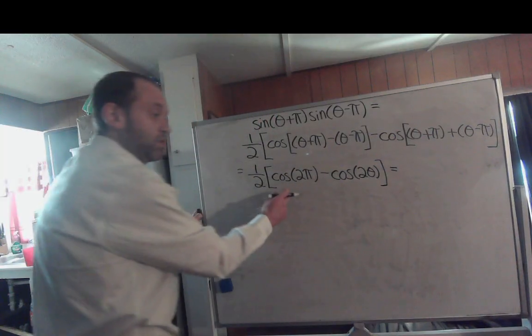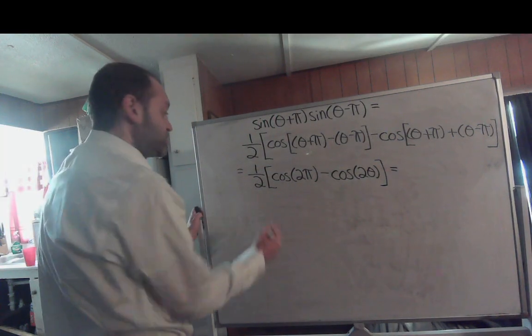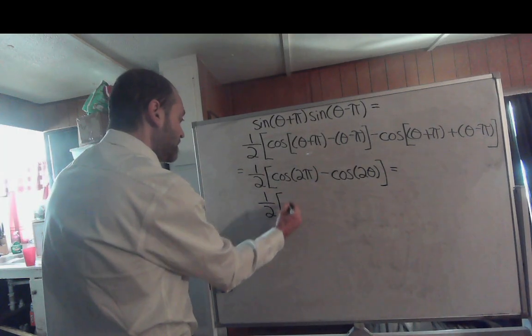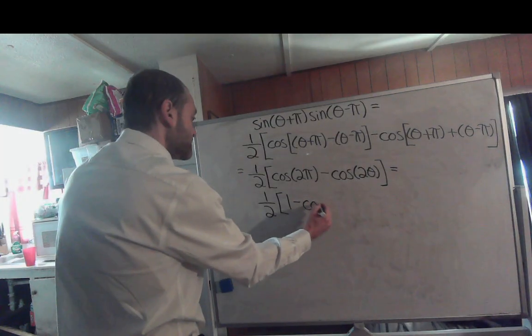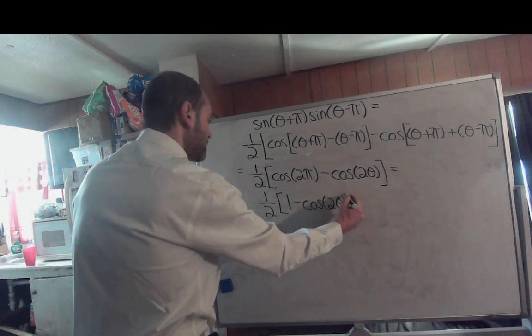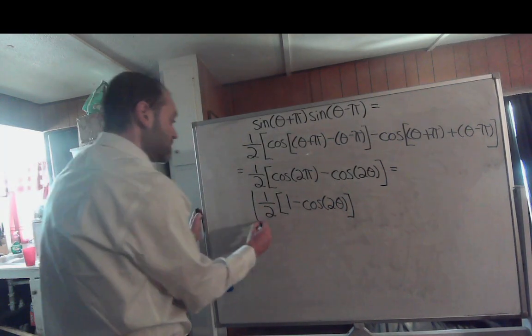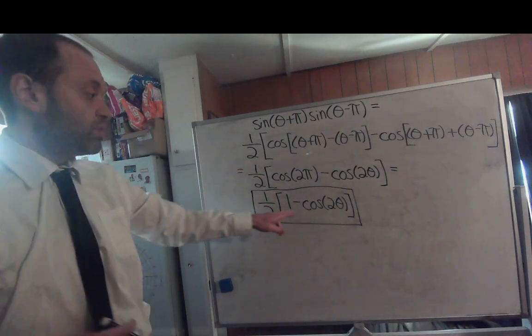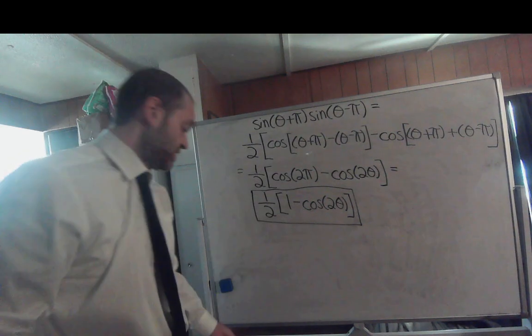Well, what is the cosine of 2 pi? Well, that's just 1. So your final answer should be 1/2 of the quantity of 1 minus the cosine of 2 theta. So yes, this should turn into 1/2 of the quantity of 1 minus the cosine of 2 theta.